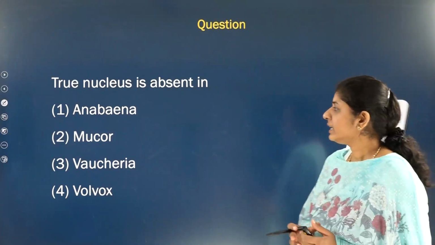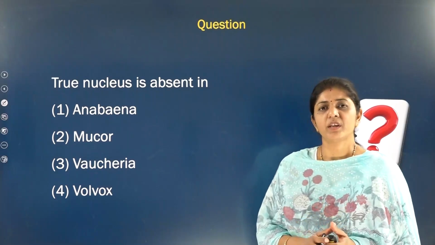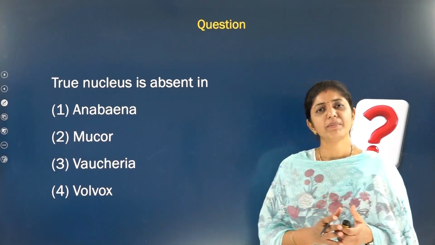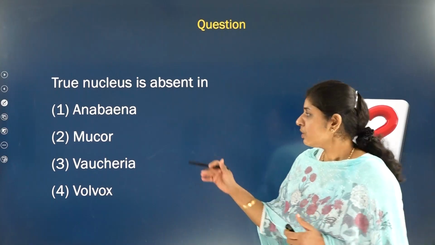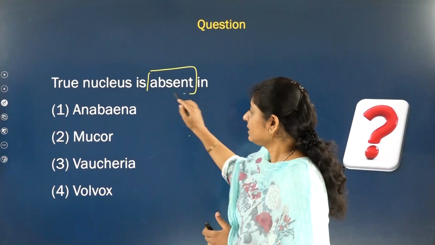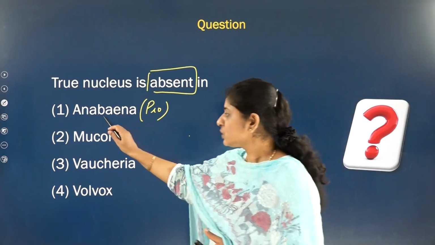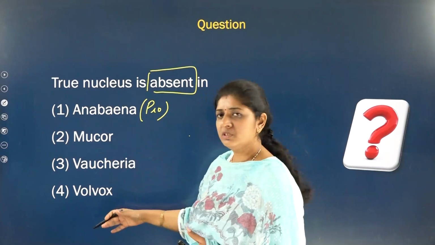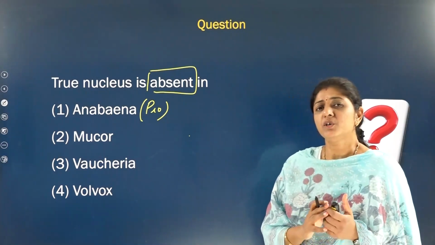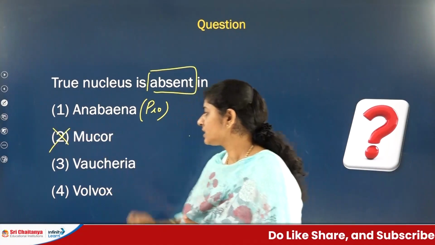Let's see another question. True nucleus is absent where? You know that it is absent in the prokaryotes. And in all the discussion today, that is one of the examples under the prokaryotes. So Anabaena is a prokaryote, and here they are asking about absence. So can I say it will be absent in prokaryotes? Obviously this will be your answer. Let's see other options. Mucor is an example of a fungus, which is a eukaryote. So it will have the nucleus. That's why it is not your answer.